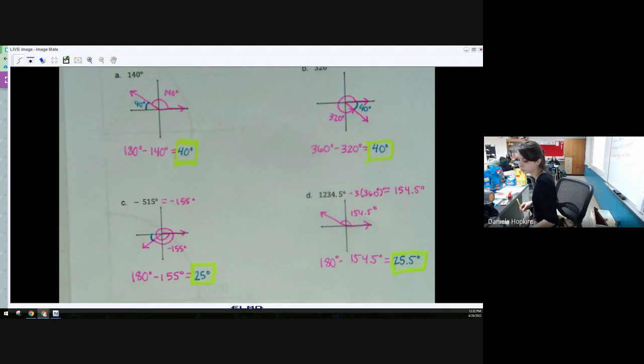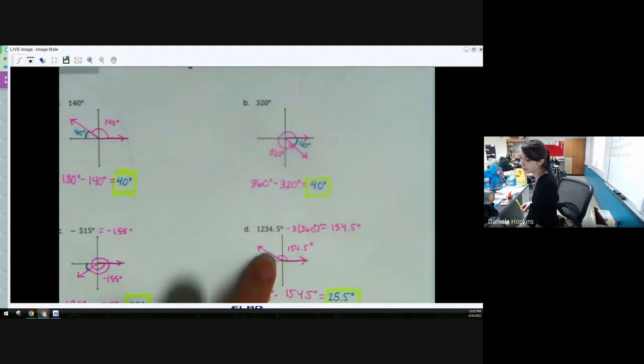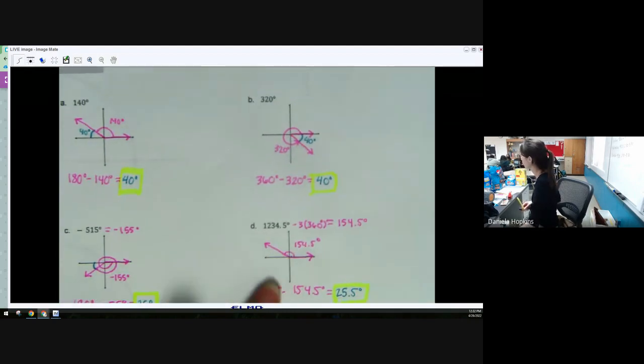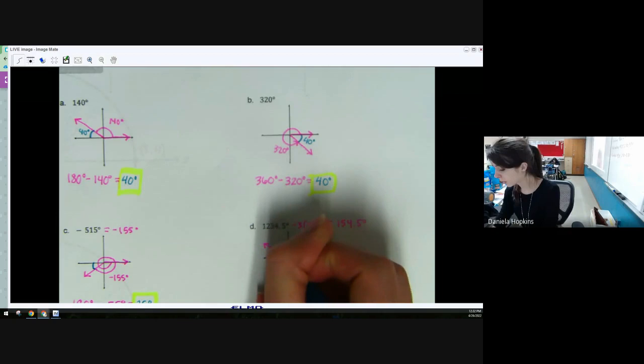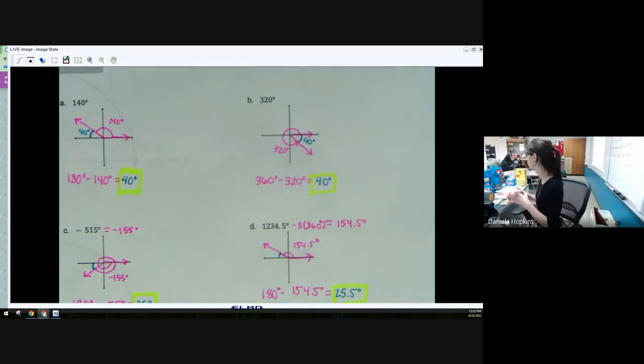For D? For D, I didn't draw it. I should technically, I guess, like 3 times, but it just makes the picture messy and it doesn't affect my answer. So it's fine. Yesterday, I wanted the multiple rotations, but today, since we're not talking about coterminal specifically, it's fine just drawing it.